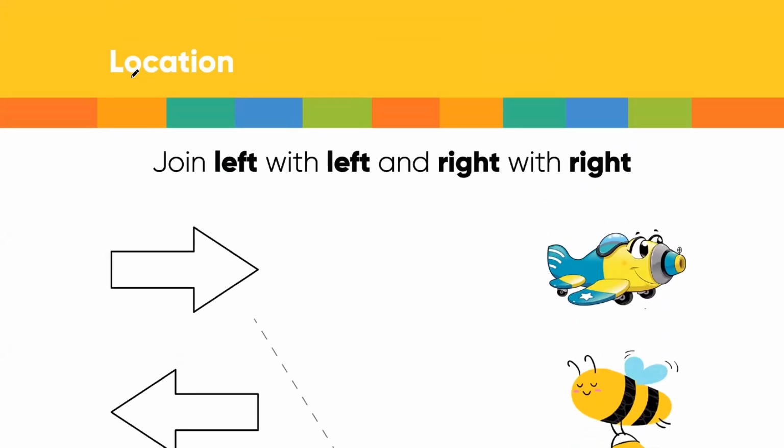Hi children, today we are going to learn about location, right? Here you can see that we have to join the left with left and right with right. What does that mean? Let me give you an example first and then we would do the remaining tasks.